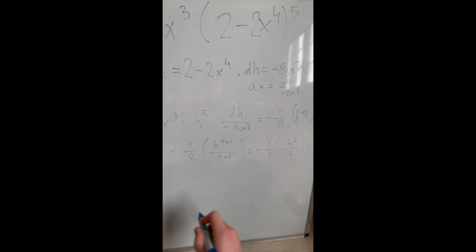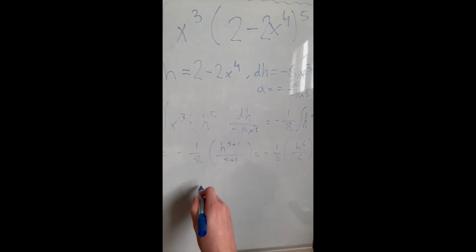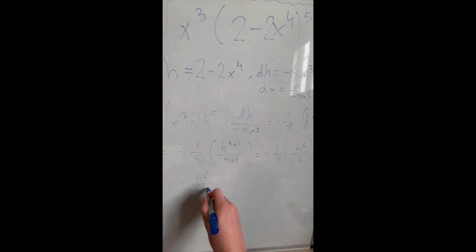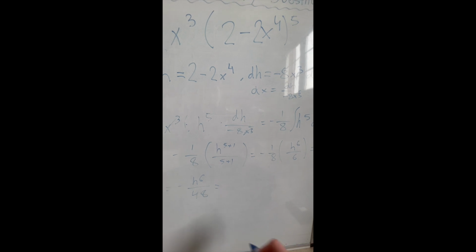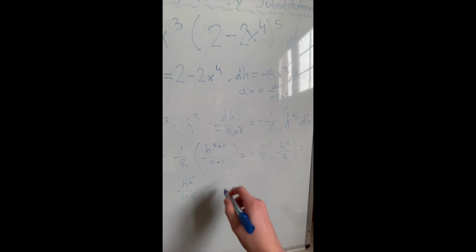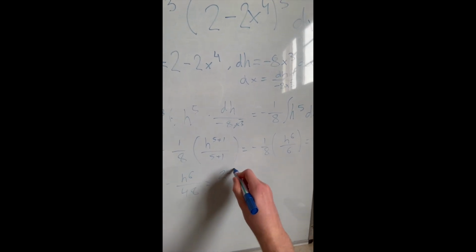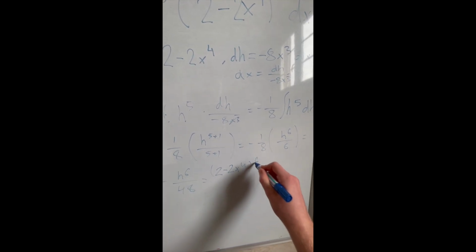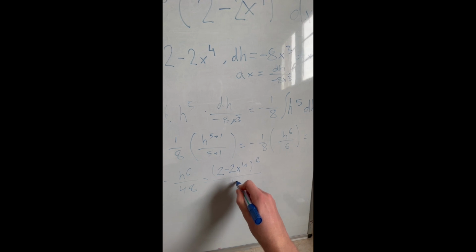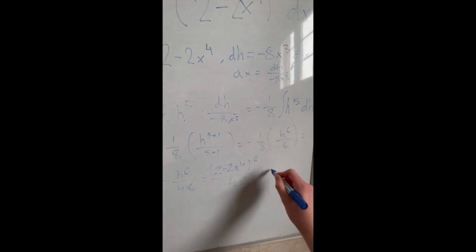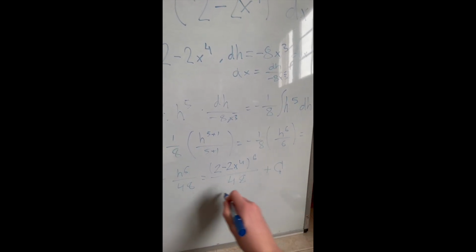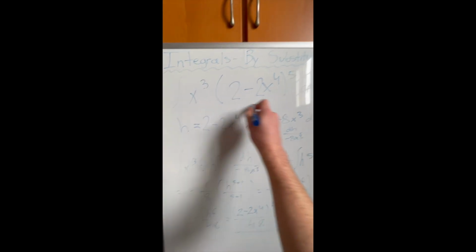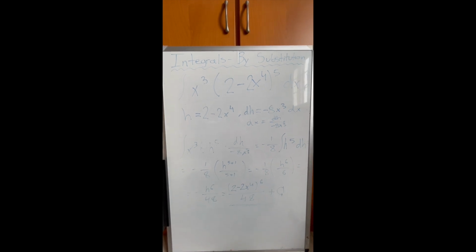And this is equal to minus h to the power of 6 divided by 48, which is (2 minus 2x to the power of 4), all this to the power of 6, divided by 48, plus c, of course. And that is the solution for this integral.